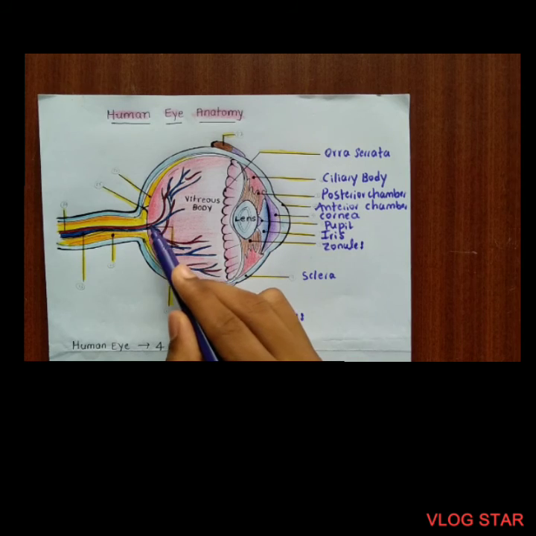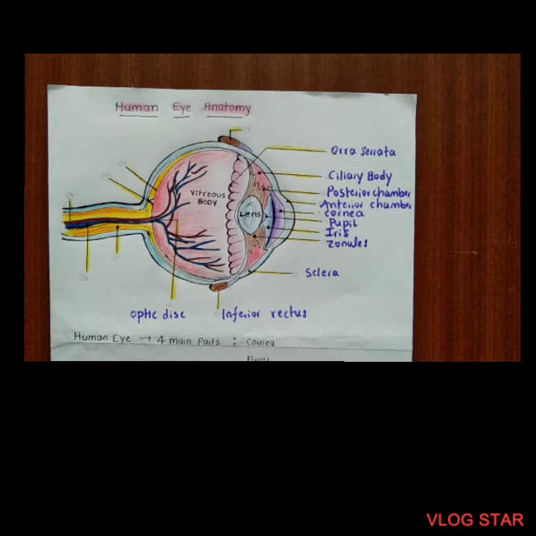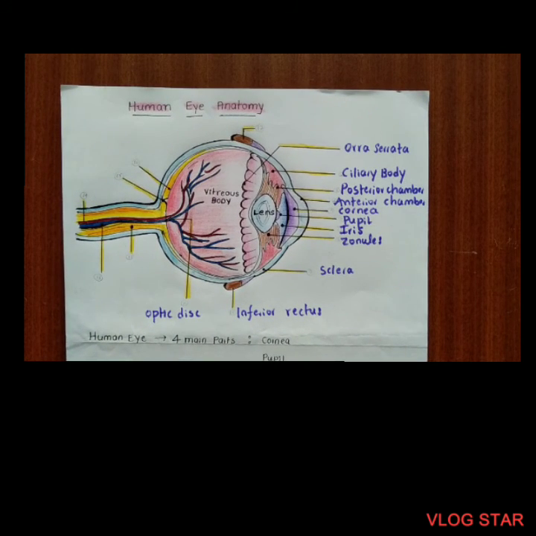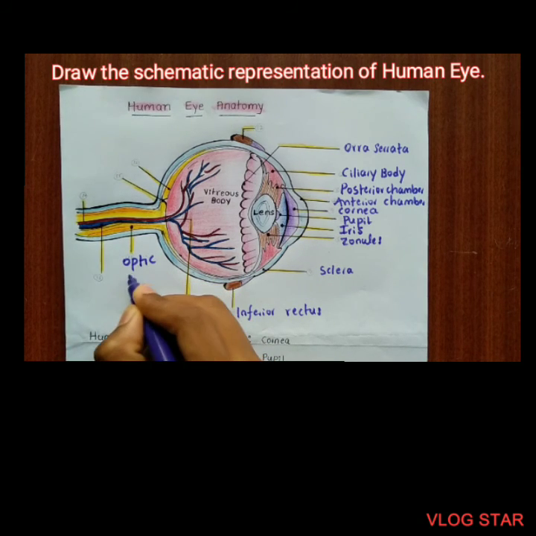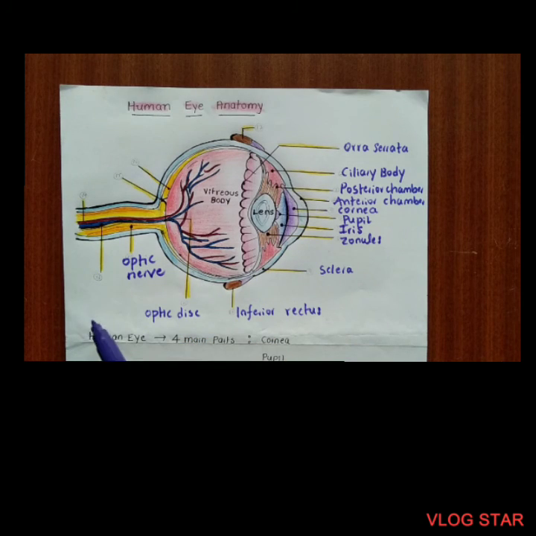And this part we call optic disc, or else it is also called blind spot. And the 12th one is called optic nerve. And 13th, this is central retina.